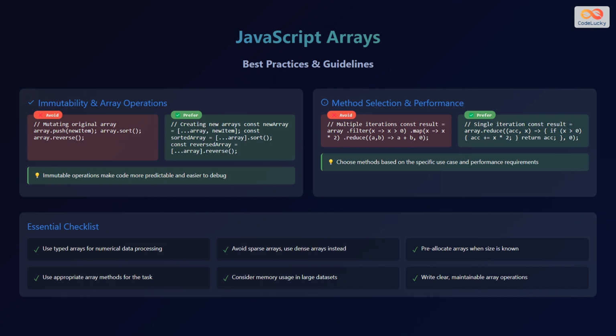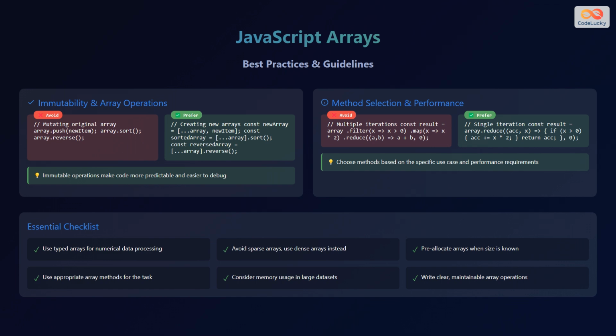Let's look at some best practices for working with JavaScript arrays. When performing array operations, prefer to create new arrays instead of mutating the existing one. This can be done using the spread operator or the slice method. This immutable approach makes your code more predictable and easier to debug. When selecting array methods, be mindful of performance and the specific requirements of your tasks. For example, avoid multiple iterations over the array when a single iteration would suffice. Here we show a bad example of multiple iterations using filter, map and reduce, and a better approach using the reduce method.